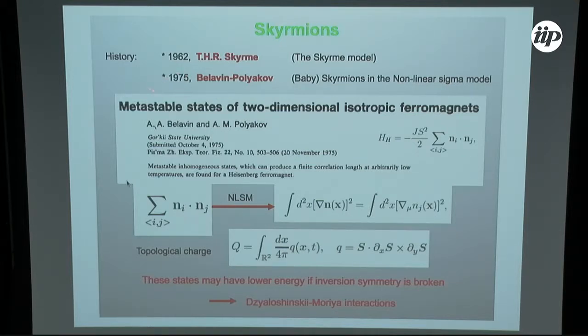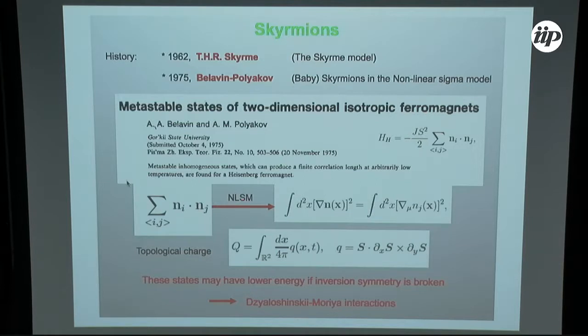But I'm more interested in what was found in the paper in 1975 by Belavin and Polyakov. Some people call them baby skyrmions because they are in one dimension of space less. But I will say only skyrmions in the rest of the talk. But remember, we are talking about two-dimensional space nonlinear sigma models.